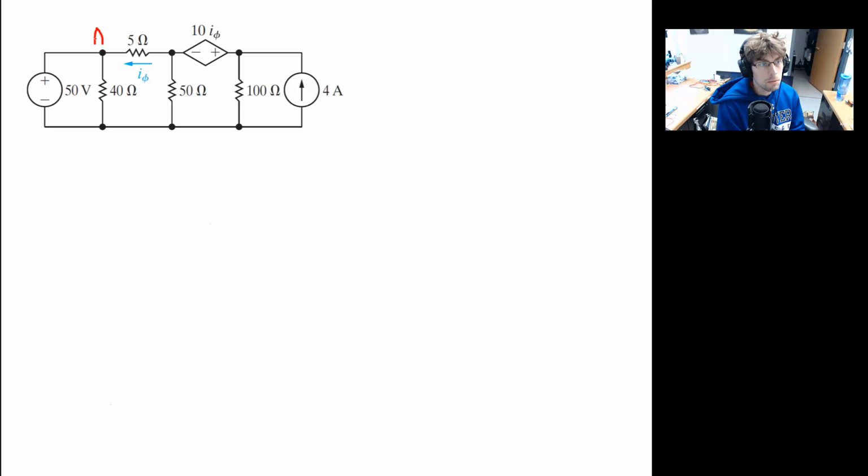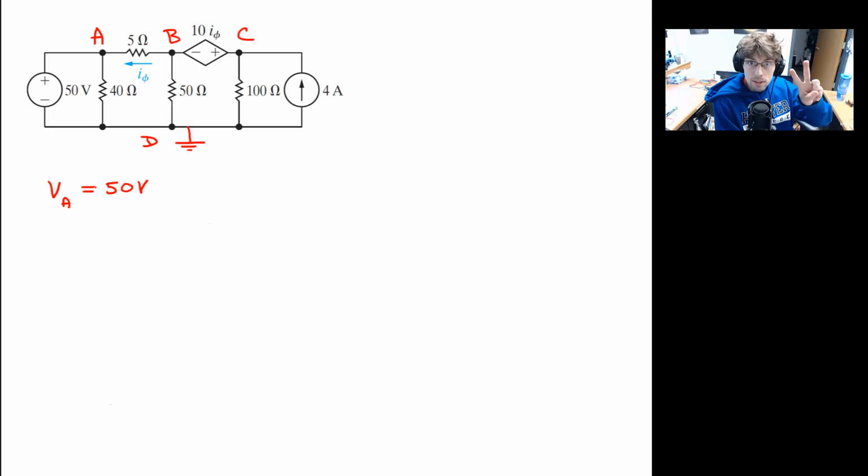So I am going to label my nodes. Okay, so I'm just A, B, C, D, and I'm going to go ahead and ground D. And if I ground D, I have a question for you. What's the potential at A? And hopefully you see this is 50 volts.